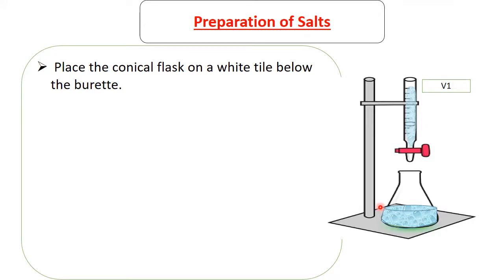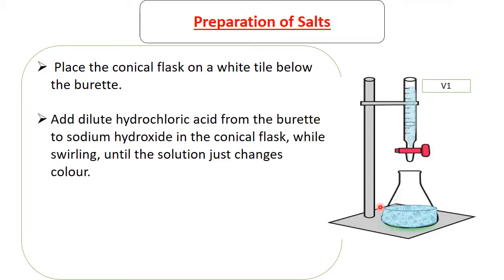So mark this volume, or record this volume, as V1. Then the next step is to add diluted hydrochloric acid from the burette to sodium hydroxide in the conical flask, while swirling until the solution just changes color. Let me say it now in simple ways. What you do is you open the knob here. When you open it, the hydrochloric acid is going to start pouring into the base. As that is happening, you have to hold the conical flask by the neck, then you start shaking it a bit so that the reaction happens here.